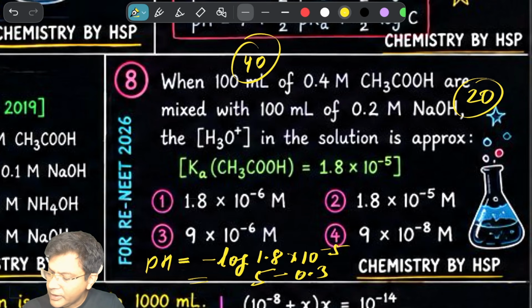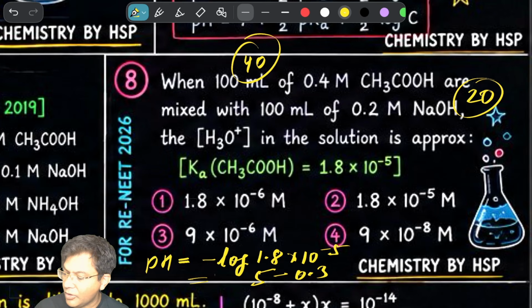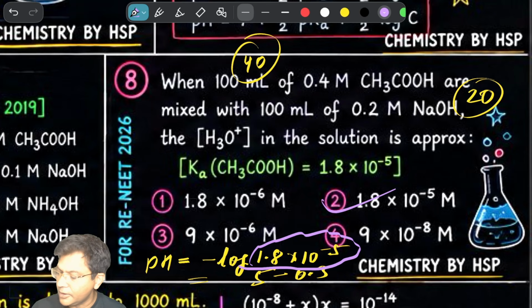In the solution, they haven't asked for that. They asked for H plus in the solution, H plus only. So H plus, already long back we have got, pH is equal to minus log of H plus. So this was only our H plus, 1.8 into 10 raised to the minus 5. They have asked a simple question, no need to solve that.